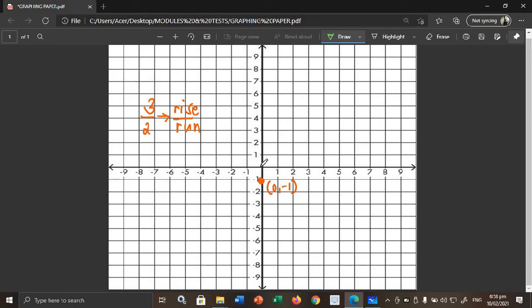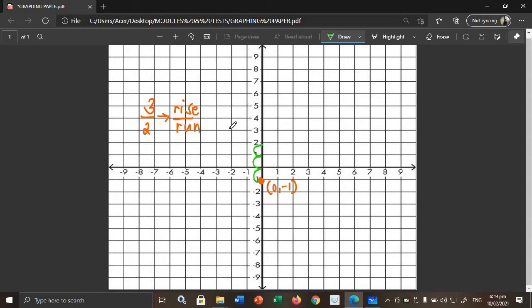So, what we need to do is use the value of the slope para mahanap natin yung pangalawang point. So, yung rise natin is yung units upwards. Yung run natin is the units either on the right side or on the left side. Okay, so we have 3 units upwards kasi 3 yung rise natin. So from here, kailangan natin umakyat ng 3 units. Okay, so 1, 2, 3.